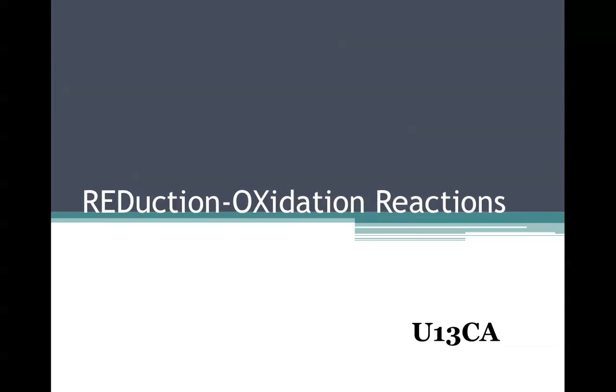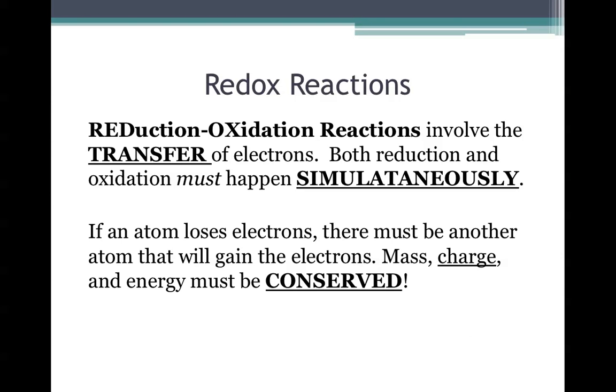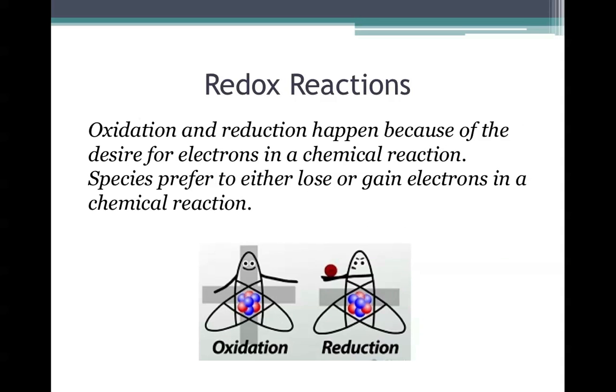All right, today we're just going to have a quick introduction to oxidation reduction reactions, or redox. This is involving the transfer of electrons. Now, both reduction and oxidation are two separate processes, but they have to happen simultaneously. So if one atom is losing electrons, the other one has to be gaining those electrons. So mass, charge, and energy must always be conserved.